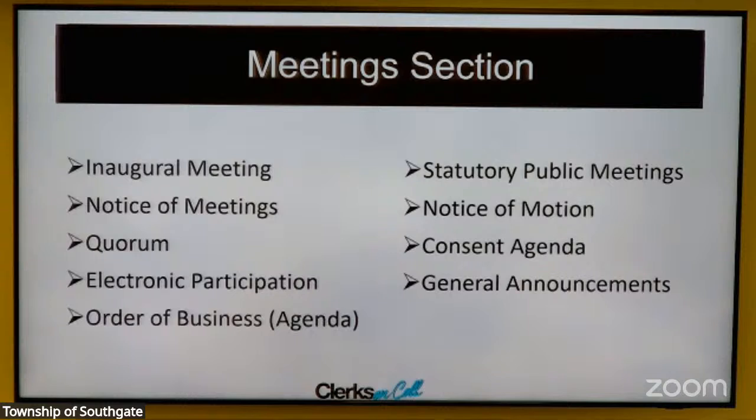So the next main section of the new bylaw is titled Meetings, and it includes all of the items that are listed on this slide. And we will now take a look at the sections that have been changed or updated from the existing procedure bylaw.